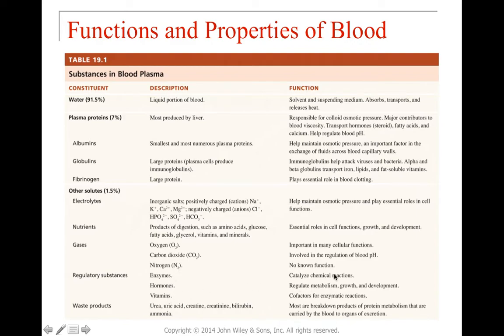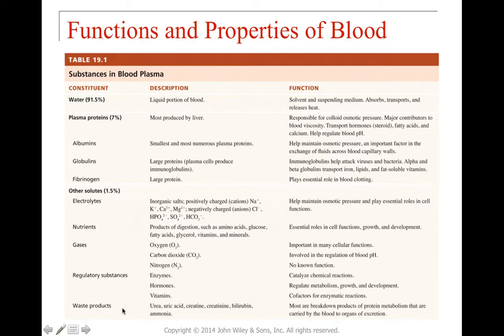Enzymes are going to catalyze chemical reactions, and this is such a broad spectrum. This basically is just saying they do things, right? They do work within the cell. And they have specific reactions that they each regulate. One enzyme has one specific function. We also have hormones that regulate things like metabolism, growth, and development. Vitamins, which are basically cofactors, so they work alongside the enzymes to make sure that reactions happen.